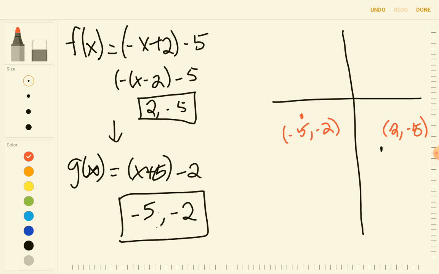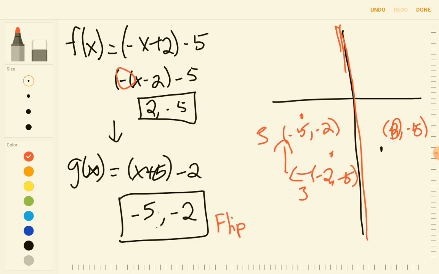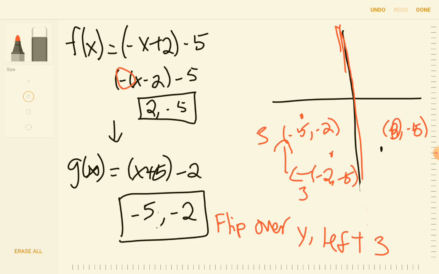And before we forget, we have to flip over the y-axis because it's inside the parentheses. So this would be our y-axis right here. And when we flip that, our x value changes. So that would become negative 2, comma, negative 5. And simply we would just go left 3 and up 3. So it would be flip over y, left 3 and up 3, sorry.